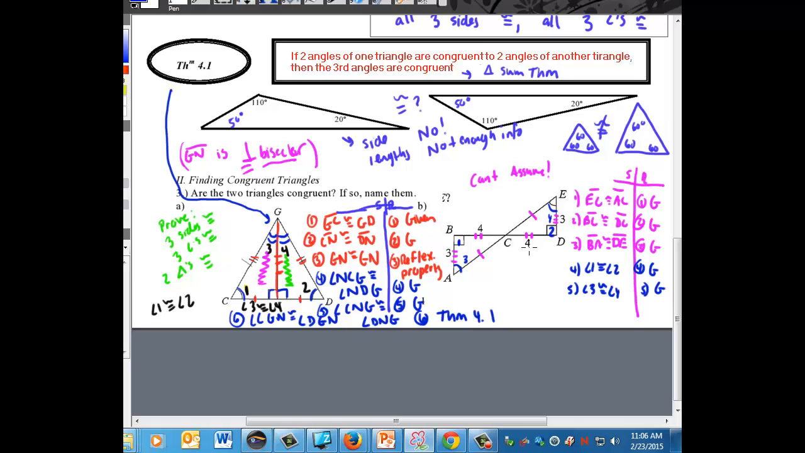Alright, and then last but not least, we have this angle inside here. Let's put 2 marks and 2 marks. And let's call this angle 5 and angle 6. I can say that angle 5 is congruent equal to angle 6 by vertical angles. However, a second rule that would work here is theorem 4.1. If two angles of one triangle are congruent to two angles of another triangle, then the third angles are also congruent. So we could also use theorem 4.1 as our reason as to why angle 5 is congruent equal to angle 6.